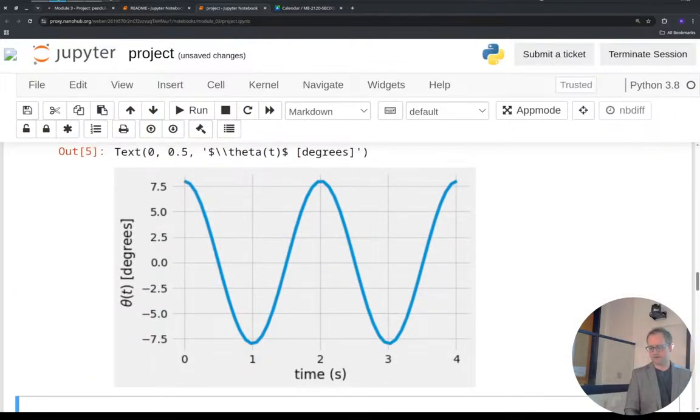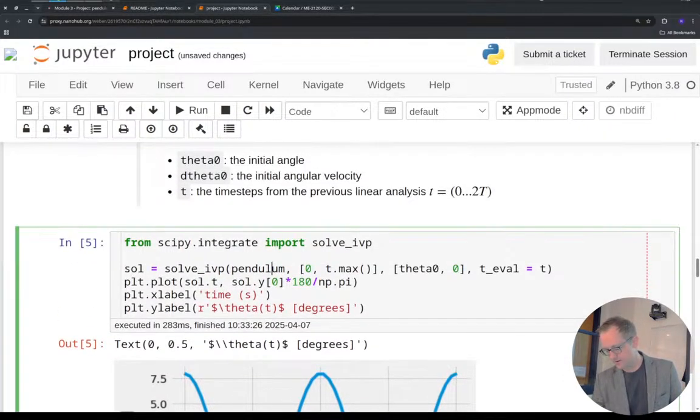Okay, so once I have that function, pendulum here, that's the one with those two differential equations, I'm telling Python, hey, solve this initial value problem, IVP, for me. I want to go from 0 to this max time. I want an initial angle with 0 initial speed, and then give me answers at the same times where my linear solution had answers. It never gives you a function. It always gives you just a whole bunch of numbers.